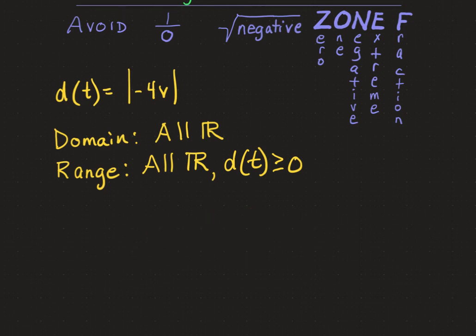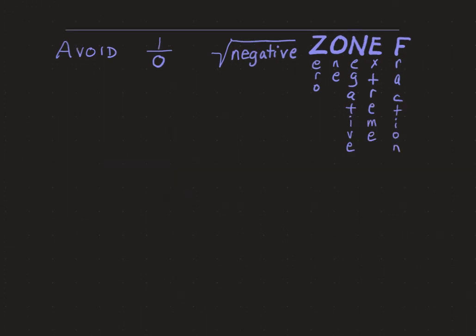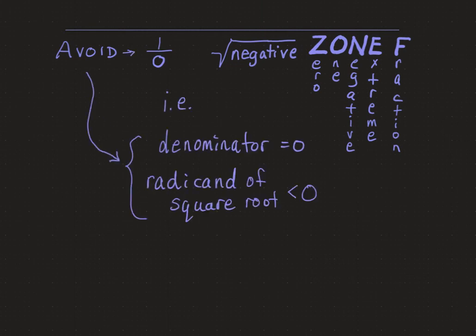So let me restate what you are supposed to avoid in order to find the domain and the range of a function. In other words, id est, avoid a denominator that equals 0, or the radicand of a square root or an even root that is less than 0. That concludes this video. Remember, though, to look for more about functions, Part B.